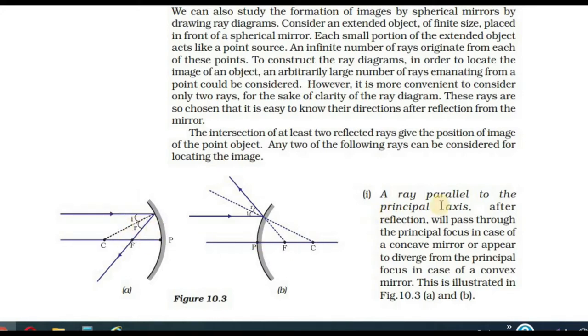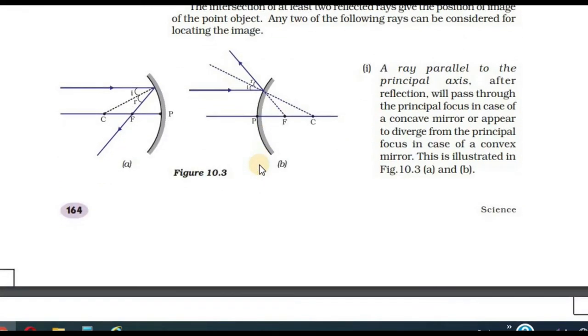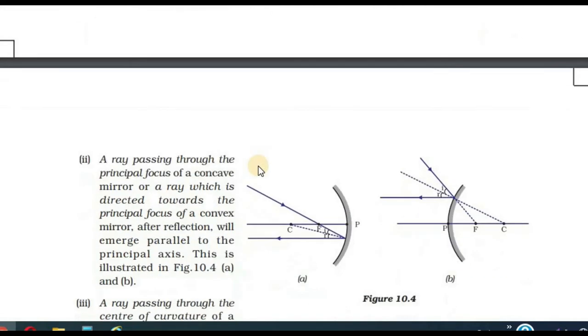First, any ray parallel to the principal axis, after reflection, will pass through the principal focus in the case of a concave mirror, or appear to diverge from the principal focus in the case of a convex mirror. This you have to remember firstly. For a concave mirror, any light ray which falls parallel to the principal axis, after reflection, passes through the focus. For a convex mirror, the light ray after reflection seems to diverge from the focus of the convex mirror. That is the first point you have to remember.